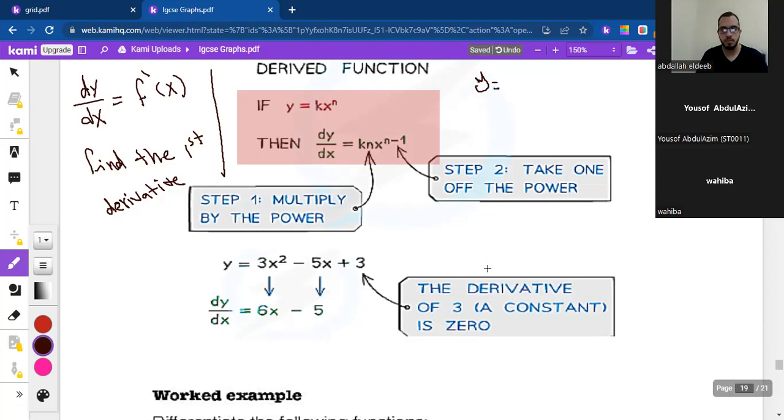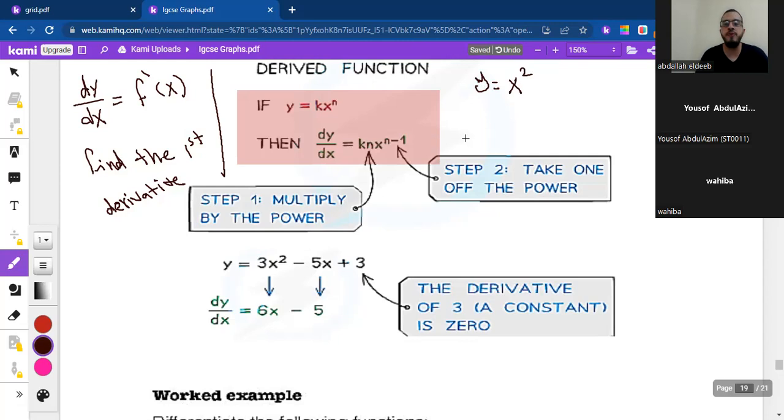I don't understand anything. No problem. Just, do you understand the previous one about the gradient? Yes.